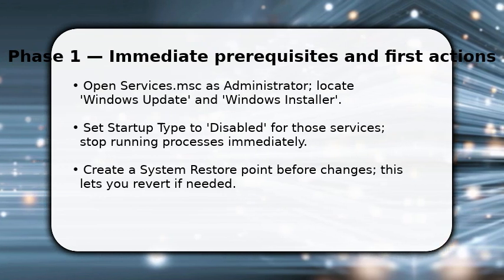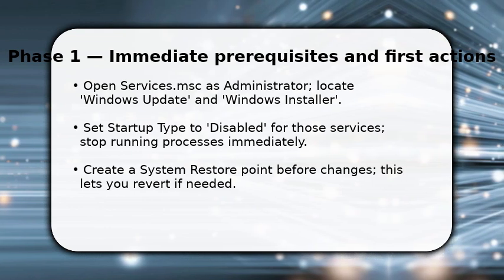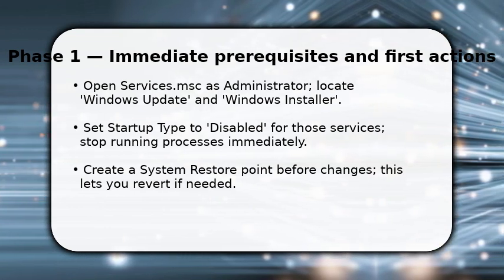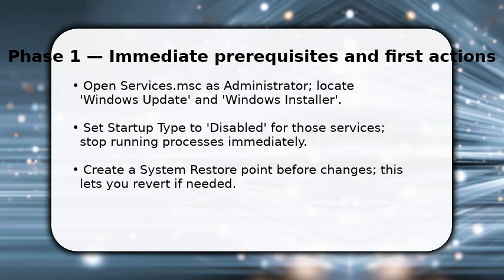This method works because Windows relies on those services to schedule and apply updates. Disabling them halts that pipeline at the source. Next, you must prevent background triggers and downloads.